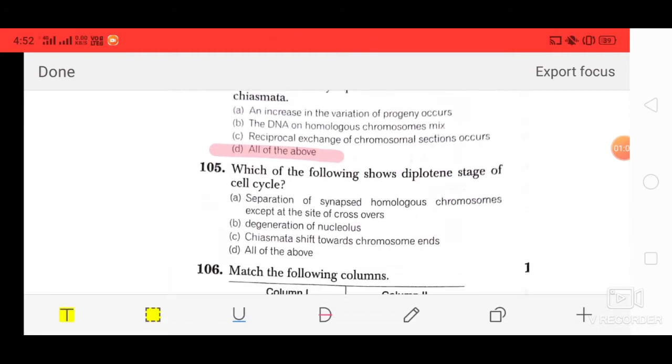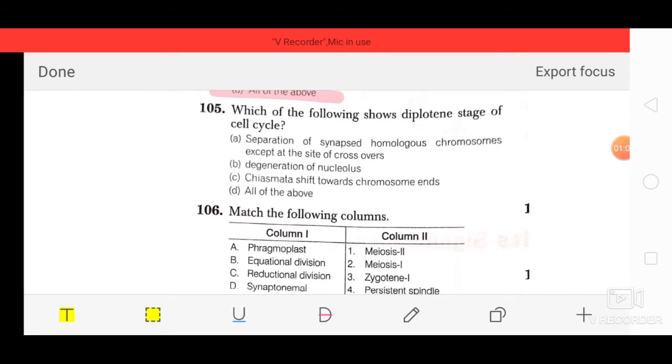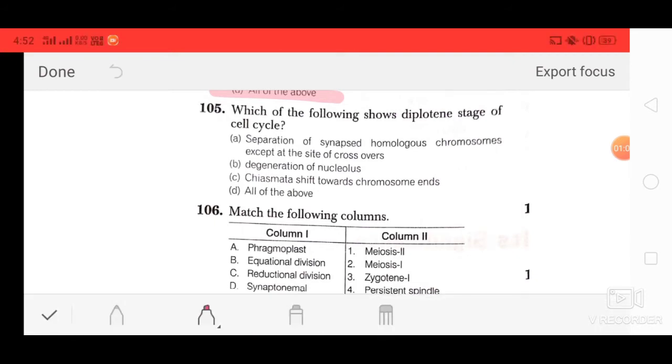Now the next question says: which of the following shows the diplotene stage of the cell cycle? Options are: separation of synapsed homologous chromosomes except at the site of crossover, B is degeneration of nucleolus, C is chiasmata shift towards chromosome ends, and D is all of the above. And the correct answer of this question is also option D, that is all of the above.